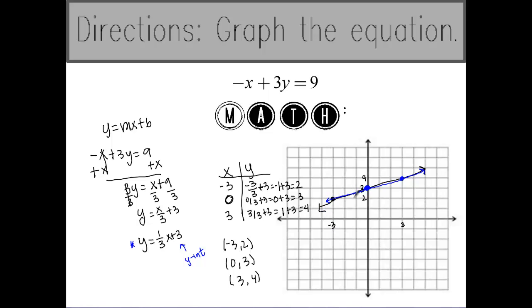When I graph these, I notice these lines lie on top of each other. So I graphed it 2 ways and found that both ways give me the same line. So I know that I have accomplished the directions, which are to graph the equation.